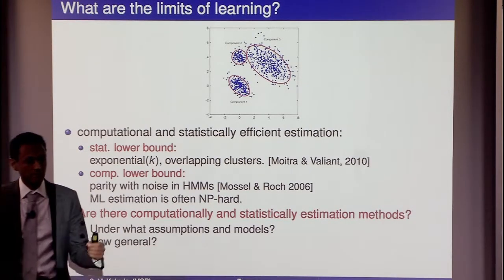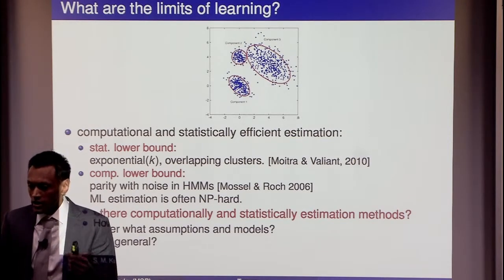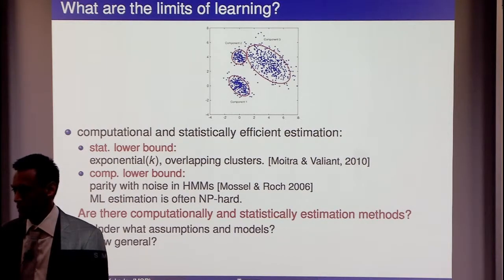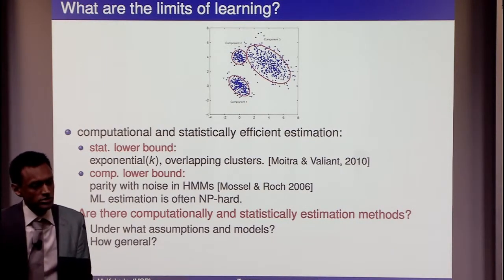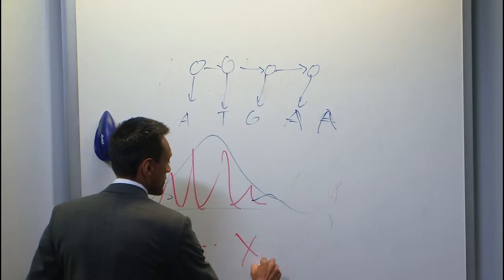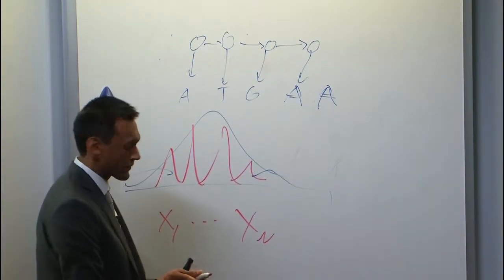For HMMs, there's this sort of this classic problem in CS theory in learning theory called parity with noise. So let's forget about noise. Suppose we have a set of zeros and ones. So we have a vector x1 to xn. This is binary.